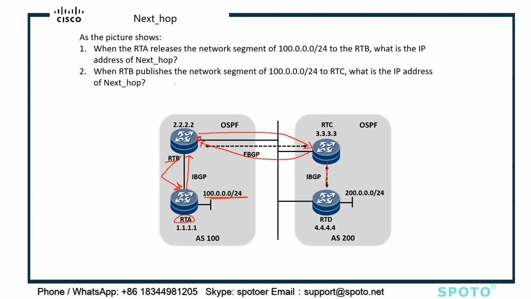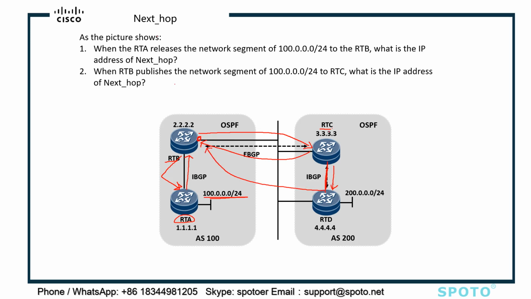And then if we have a physical interface just between RTC and RTD, when RTC sends the route to its iBGP neighbor RTD, if the router receives the route from the eBGP neighbor and then sends it to the iBGP neighbor, it will not change the next hop. So RTD will think the next hop is still RTB's this interface. Okay, this is the default situation.